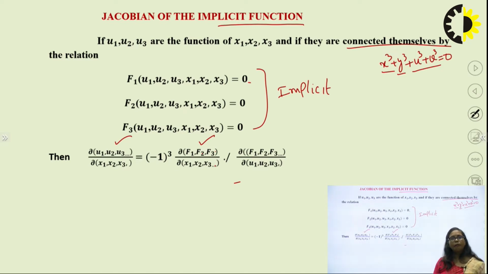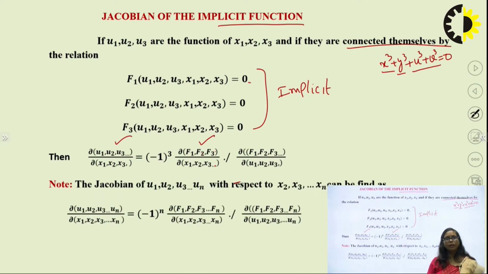We can expand this formula for n number of variables also. If we need to find the Jacobian of u1, u2, up to un with respect to x1, x2, up to xn, then the formula becomes minus 1 to the power n, because here we have n variables: Jacobian of f1, f2, up to fn with respect to x1, x2, up to xn, divided by the Jacobian of f1, f2, up to fn with respect to u1, u2, up to un. Clear? So this is the formula for finding the Jacobian of an implicit function, in which we have n dependent variables and n independent variables.